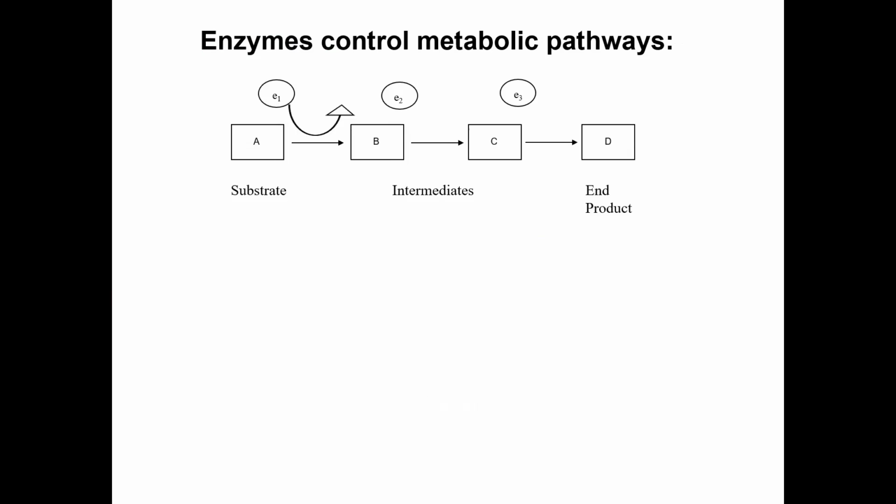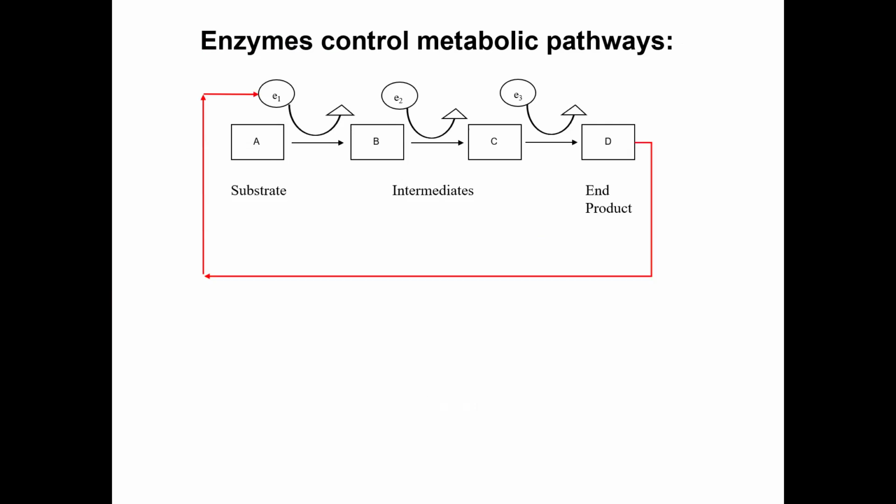So what happens when you now control the enzyme? When you now have what we call the end product come and act on the first enzyme, it inhibits the first enzyme from catalyzing A to B, thereby preventing or shutting down the pathway, because the substrate or the intermediates are not provided for the subsequent enzyme to act on.